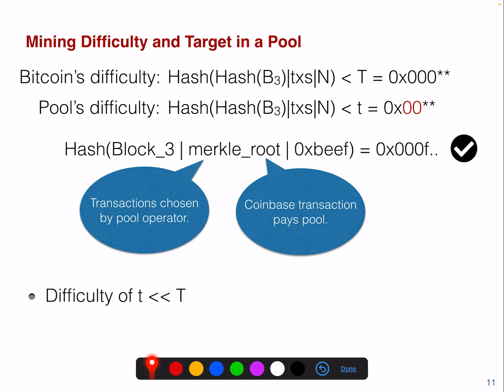Now, if one of the pool members finds a block here that satisfies the Bitcoin network difficulty, then the transactions in this particular block that the mining pool client was operating on will be chosen by the operator. And the Merkle root also contains a Coinbase transaction that pays the pool. So it doesn't pay the miner that's participating in the pool, it pays the mining pool. And then the mining pool redistributes the reward down to its participants.